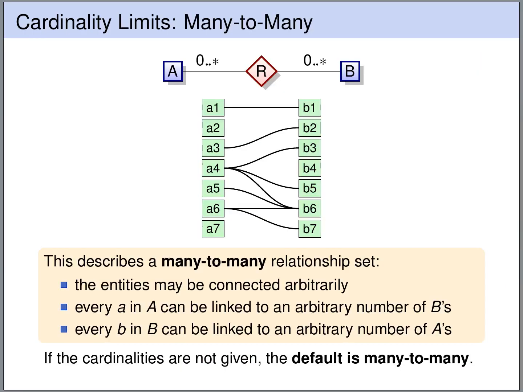Let's have a look at some examples. We can express a many-to-many relation by annotating both connections with 0..*. This expresses that every A is connected to an arbitrary number of B's, and every B is connected to an arbitrary number of A's. So this is just an arbitrary relation between A and B. If the cardinality limits are not given, then this is the default. So the default is a many-to-many relation.